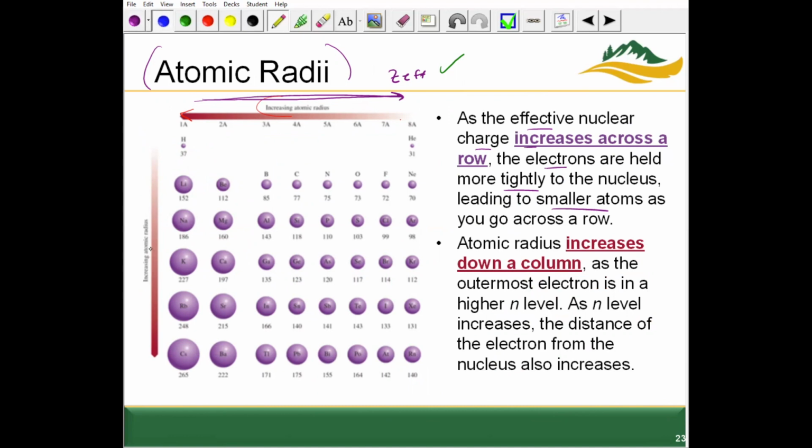But now going down a group. Atomic radius increases down a column as the outermost electron is in a higher shell, or higher value for n. As we add more and more electrons and more and more shells, we're definitely going to end up increasing the size of the radius. More electrons that are further from the nucleus will see an increase in the size of the atomic radius. So increasing atomic radius from right to left, and increasing atomic radius going down a column or down a group.